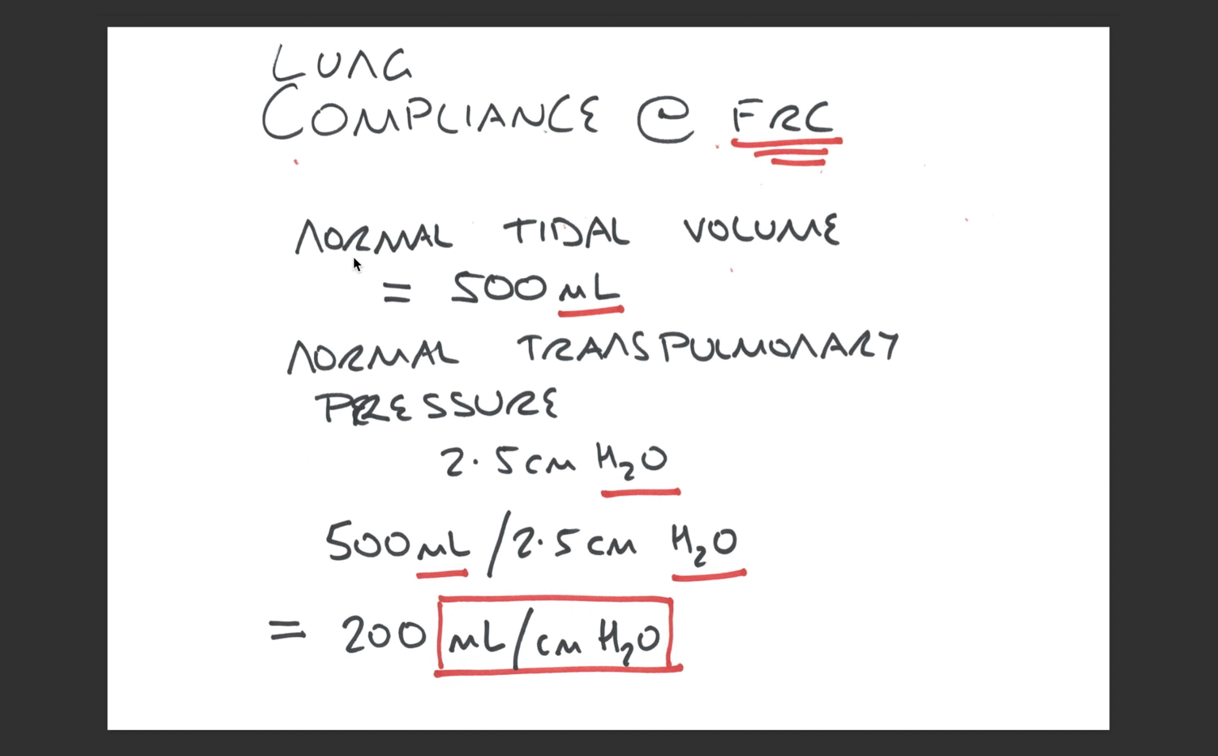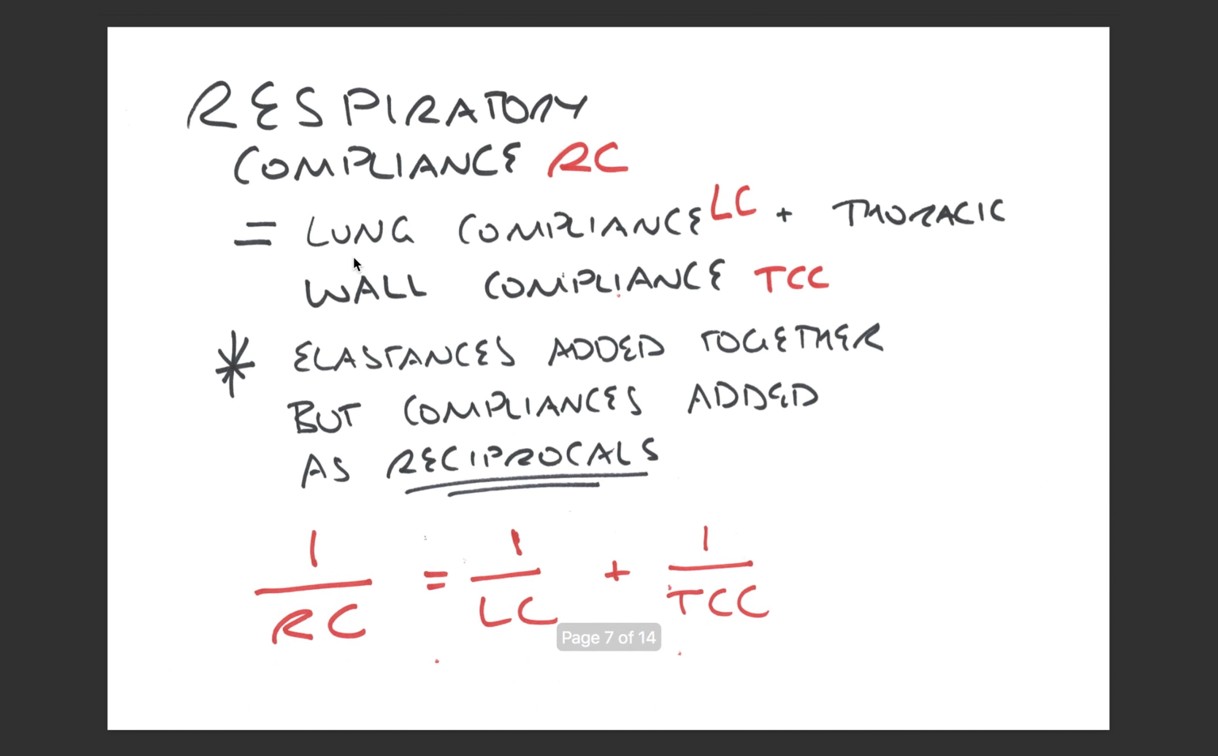I think we all should know that a normal tidal volume is about 500 mils, and that a normal transpulmonary pressure gradient is small, in this case 2.5 centimetres of water. 500 divided by 2.5 equals 200. Mils divided by centimetres of water equals mils per centimetre of water. And this way, even if we didn't rote learn it, we could remember the number and the units, and this would be better in an exam setting than simply rote learning these values.